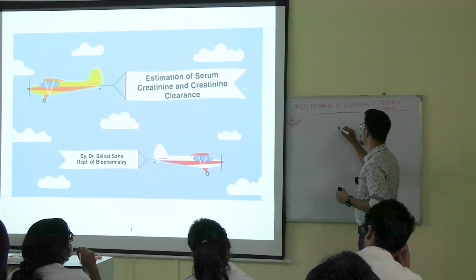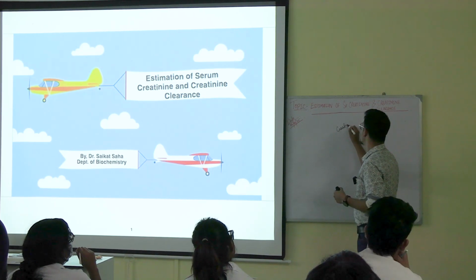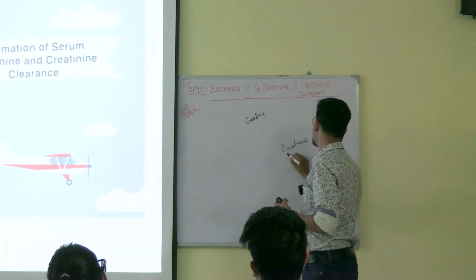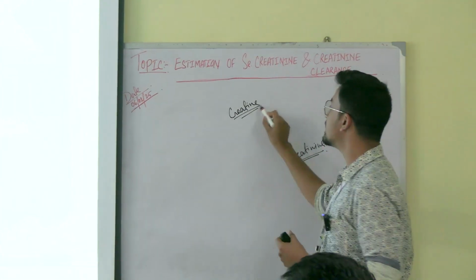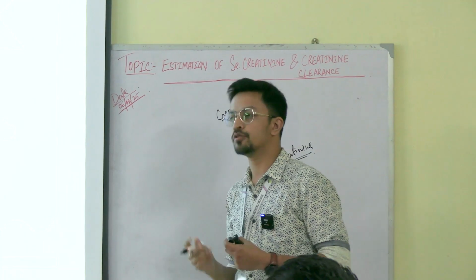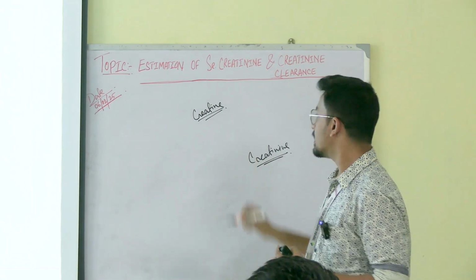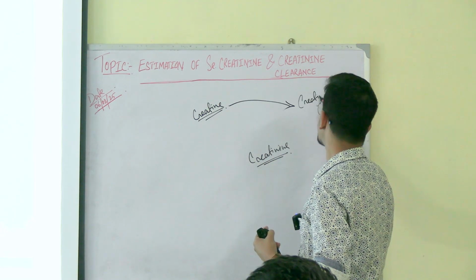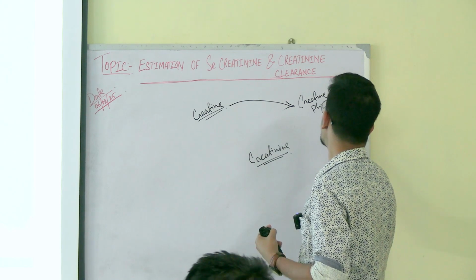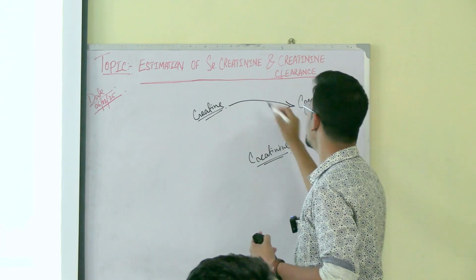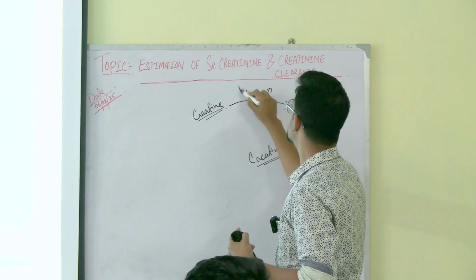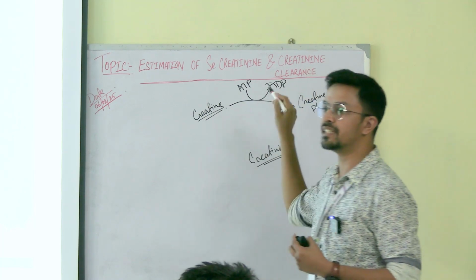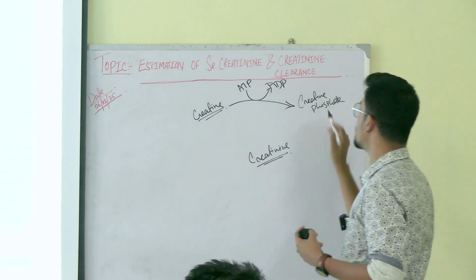First of all, there are two things. One is called creatine and another is creatinine. This thing you have to understand. Now creatine is synthesized in the liver, and to some extent in the kidney as well. Now this creatine gets converted into creatine phosphate. This creatine phosphate is produced with the use of ATP, which converts into ADP, meaning energy is being used up over here.